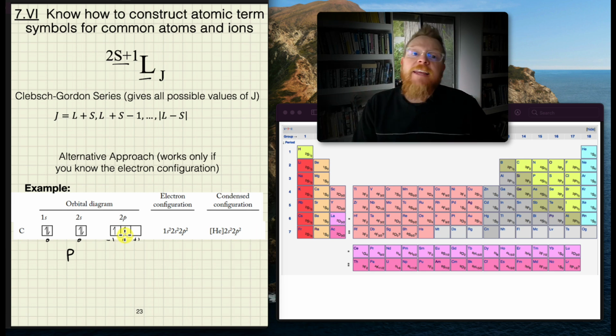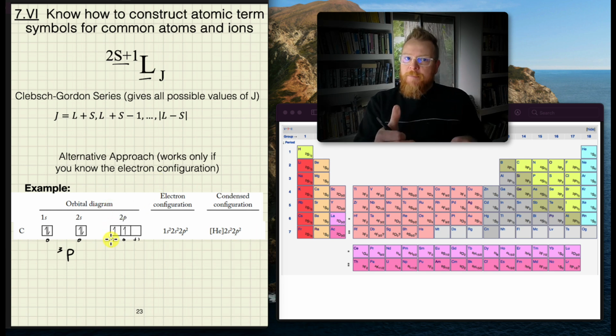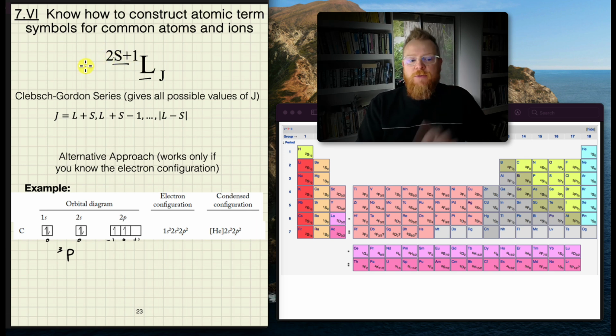If we recognize that spin up is a triplet, we could automatically just write a 3 there for triplet. But if we're not quite there yet, both spin up are 1/2 plus 1/2 to give me 1, and 2 times 1 plus 1 gives me 3. So now, having this triplet P, I already know what my L is, and I already know what my S is. In this case, my S is 1, and my L is 1.